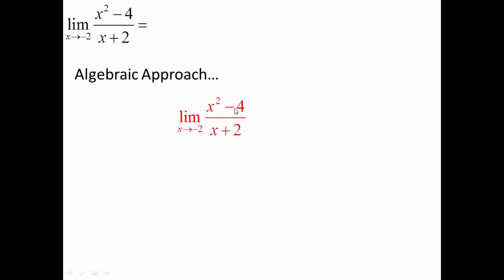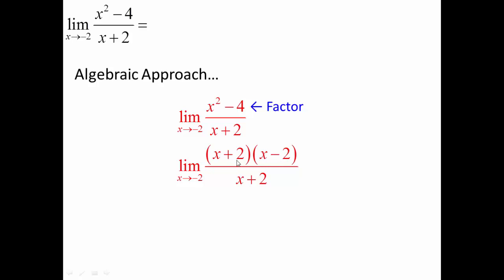X squared minus 4. Hopefully you notice x squared minus 4 is a difference of squares, which means we can factor. X squared minus 4 factors into x plus 2, x minus 2. X plus 2 and x plus 2 cancel out, leaving behind x minus 2.